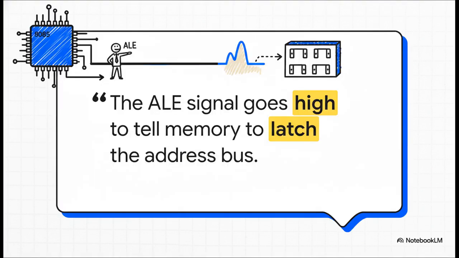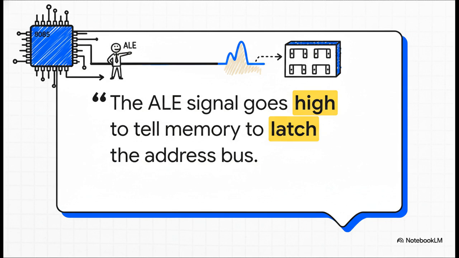And here's where we see some really clever engineering. To save pins and make the chip cheaper, the 8085 uses the same wires for both addresses and data. So how does it avoid confusion? With a special signal called ALE, or address latch enable. You can think of it as a traffic cop.